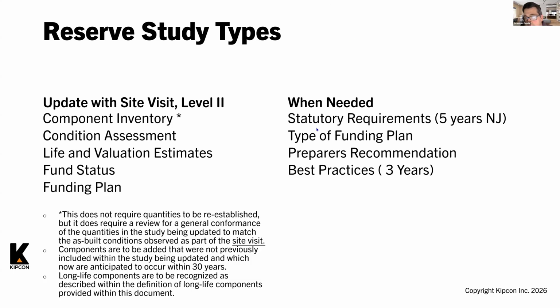And some other times when that's needed, maybe an association doesn't like their funding plan anymore. They want to adjust. The reserve study preparer recommends that you should get your study done every 3 years. Again, the best practices for CAI say you should get an update every 3. In New Jersey, the statutory requirement is every 5. So typically that's the recommended window, anywhere between 3 and 5 years.